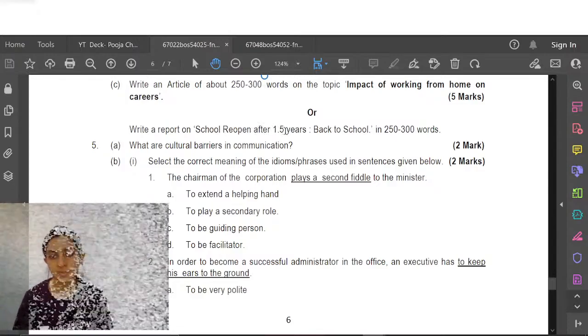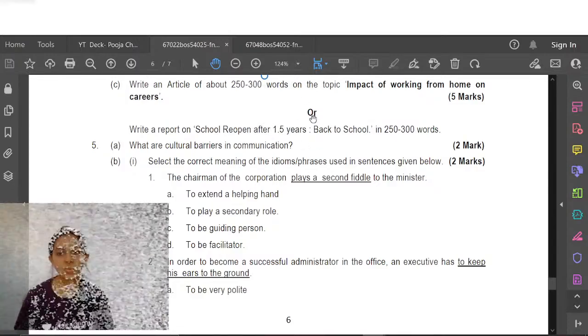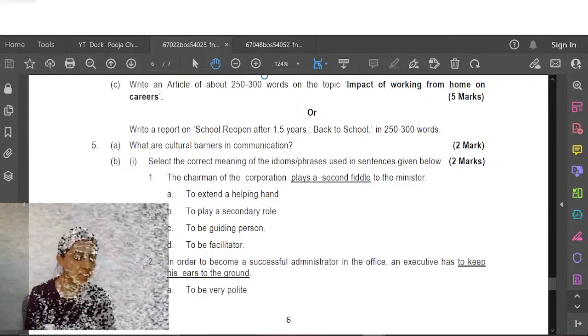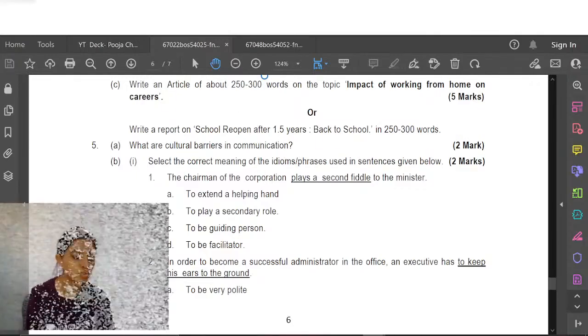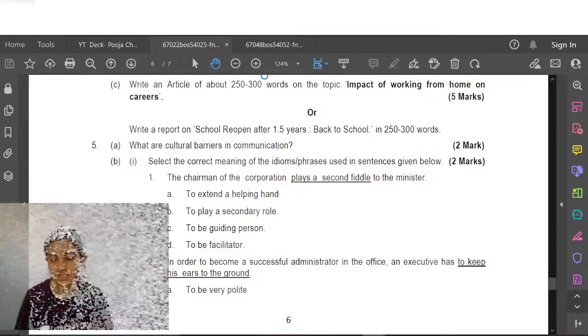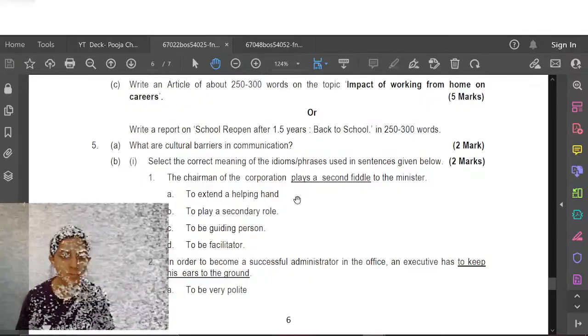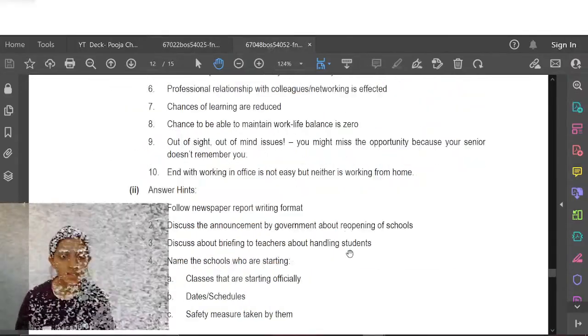Next, you can either write an article on working from home or a report on school reopening after 1.5 years, back to school. So either one of them can be yours. They have given you good points. It is easy. The next one that we have is cultural barriers. Honestly, students, cultural barrier was also asked in the last exam. I doubt this can be asked to you again, but still, it's always good to go prepared.